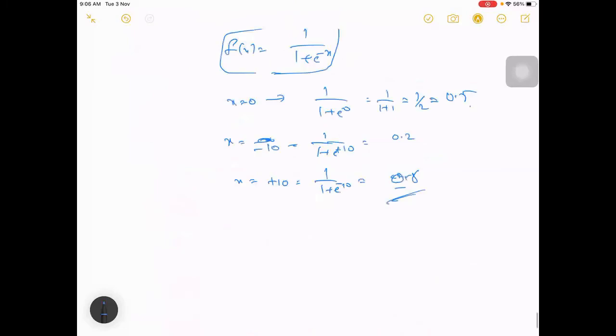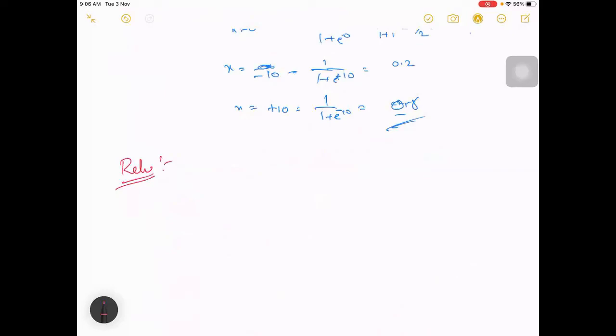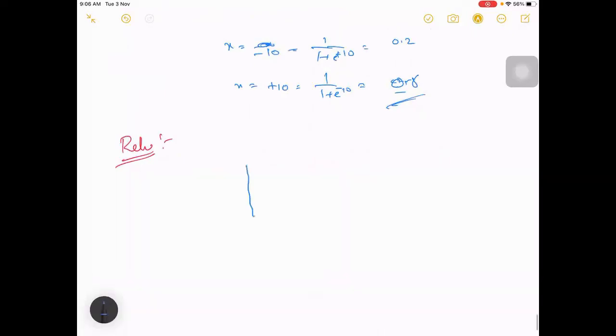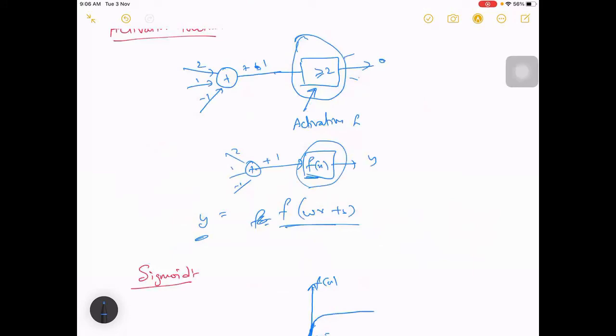Apart from that, let me talk about one more function, ReLU. ReLU is a slightly different function. When your value is greater than 0, it will give the same value; when it is less than 0, it will just give 0. That means f of x equals x if x is greater than 0, and equals 0 if x is less than or equal to 0. So when your value is positive, it returns the same value, and when it is negative or 0, it returns 0. That's how the ReLU function works.